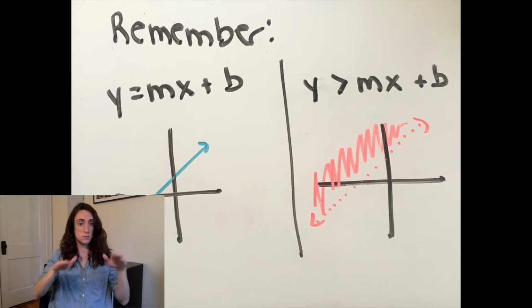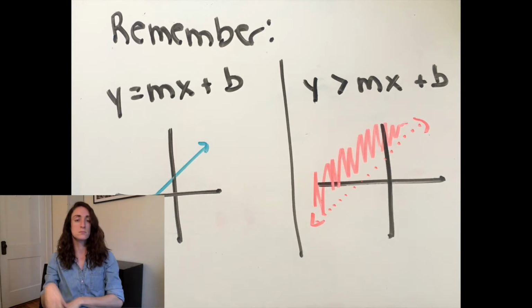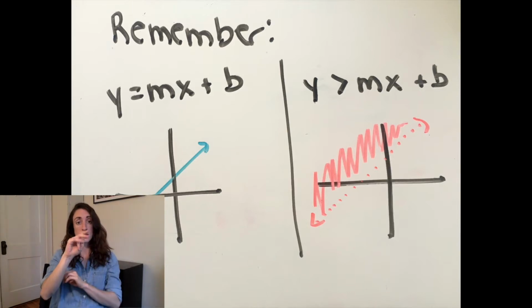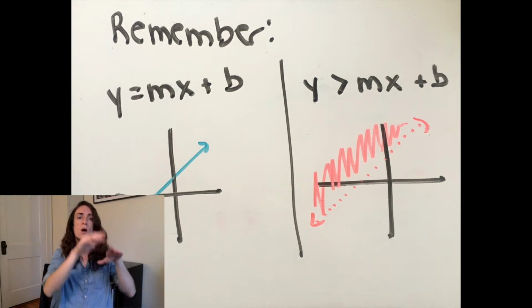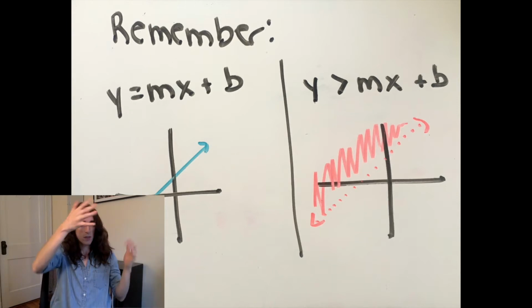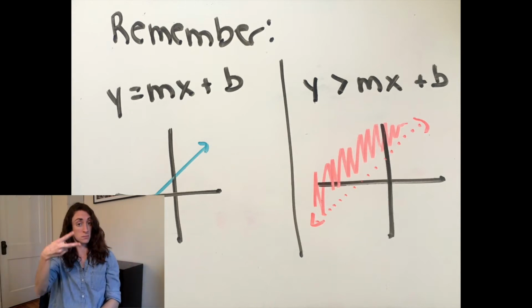First, I want to emphasize the difference between equations and inequalities. You might remember that a linear equation, if we graph it, looks like a line. And it means that any point x and y that satisfies that equation will appear on that line. The line is the set of all points that satisfy the equation.